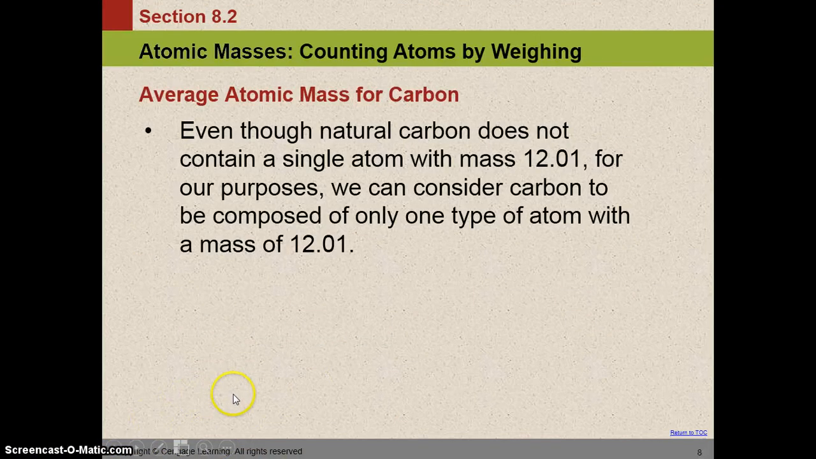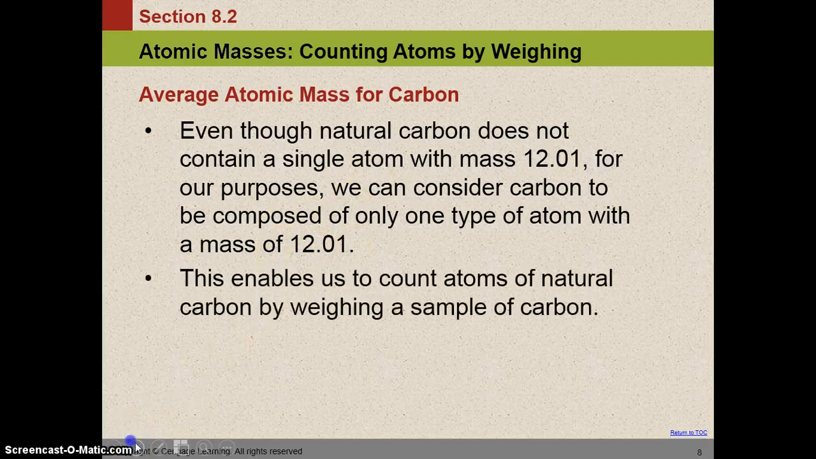Even though natural carbon does not contain a single atom with a mass of 12.01, and this number is off the atomic mass on your periodic chart, for our purposes we can consider carbon to be composed of only one type of atom with a mass of 12.01. So we know that there's no carbon atom that exists that has a mass of 12.01, but that's our average, and that's what we're going to go with when we talk about carbon atoms. This is going to enable us to count atoms of natural carbon by weighing a sample of carbon.